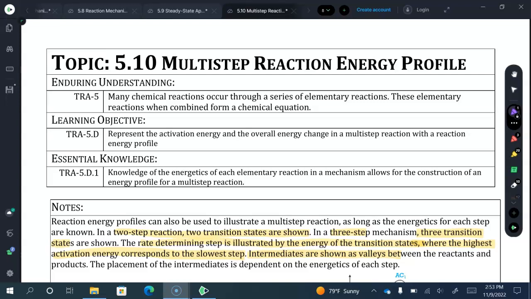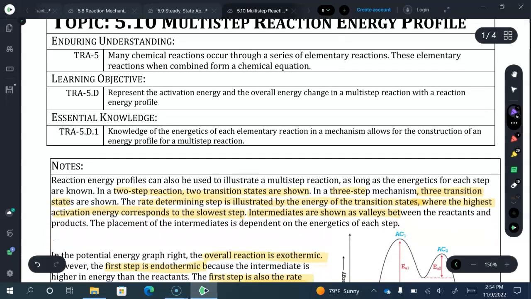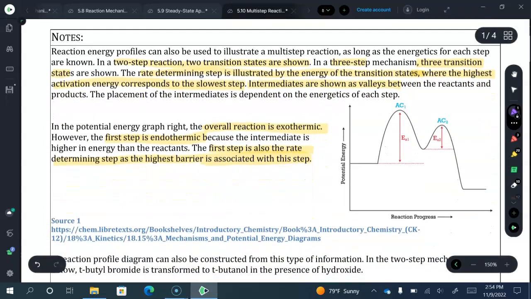So prior to this, we looked at reaction mechanisms and how we have slow steps and fast steps, or slow elementary reactions and fast ones. We're now going to apply this to a topic we covered earlier where we had our energy profile or energy graphs and combine the two concepts.